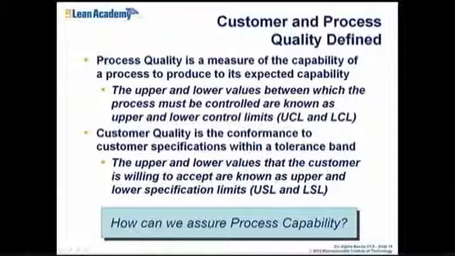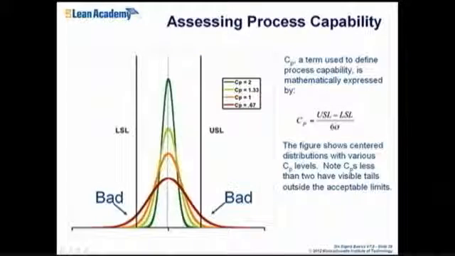The customer-determined limits, the spec limits, are essentially what the customer wants: the upper and lower values between which a process must be controlled. The bounds in which we choose to control a process are the upper and lower control limits of the process. So how do we measure the process capability, given those two definitions?